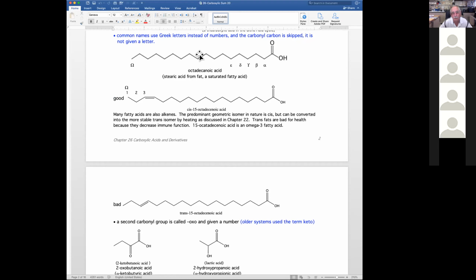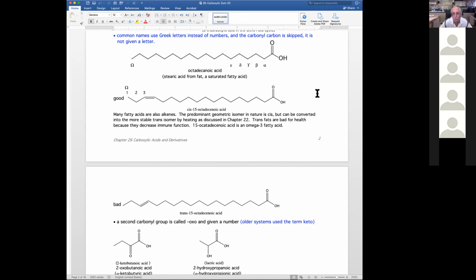So here I got 18 in a row. So it's octadecanoic acid, also known as stearic acid because it comes from fat. So this is a saturated fatty acid. There's no double bonds. Here's an unsaturated fatty acid.